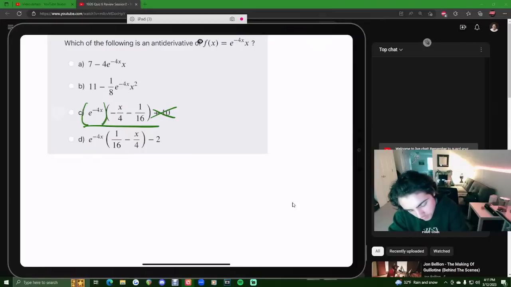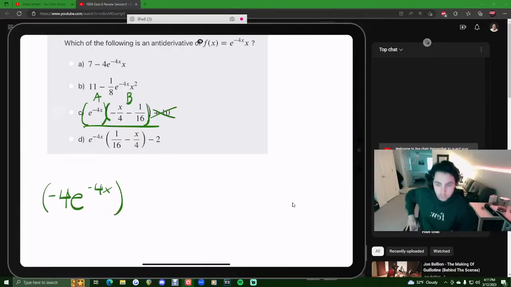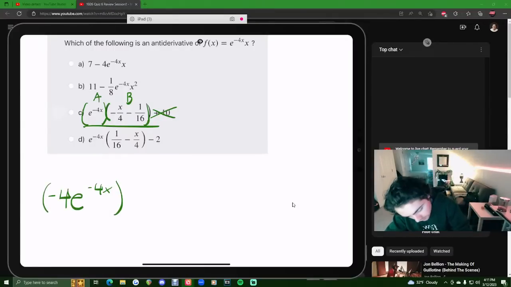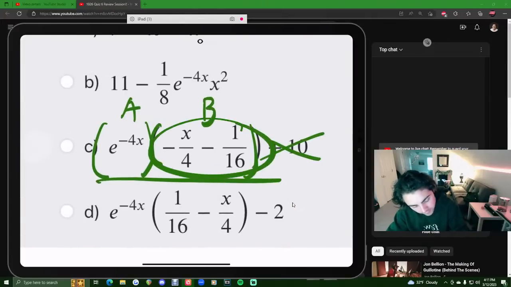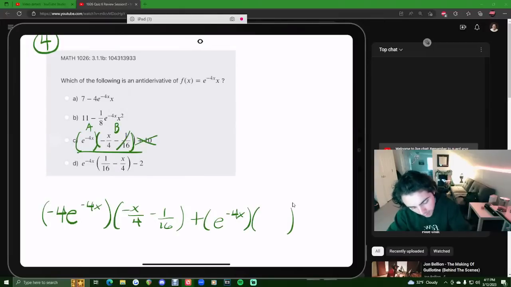So we're using the product rule between A and B. So A prime comes first. A prime would be the same E term times negative 4. That in itself is a little bit of chain rule. So A prime comes first, B comes second, so this whole entire thing, plus A, which is e to the negative 4x, times B prime. Now the nice thing about B prime, the derivative of this, well, the minus 1 over 16 goes to 0, and then the derivative of just negative x over 4 is negative 1 over 4.